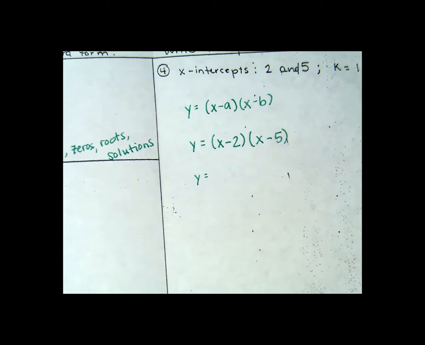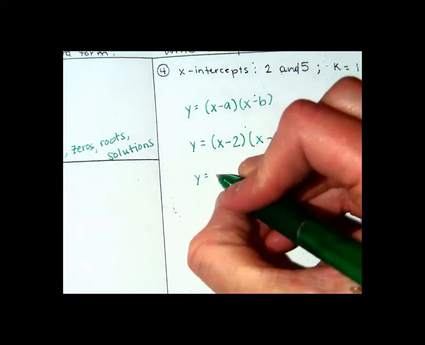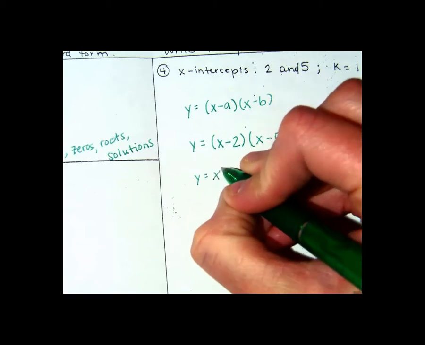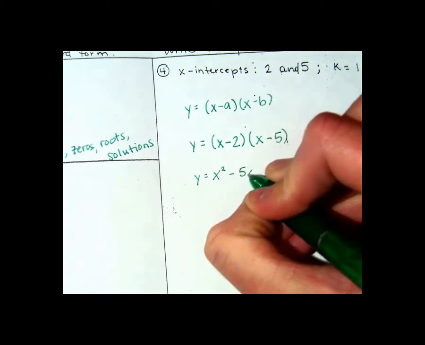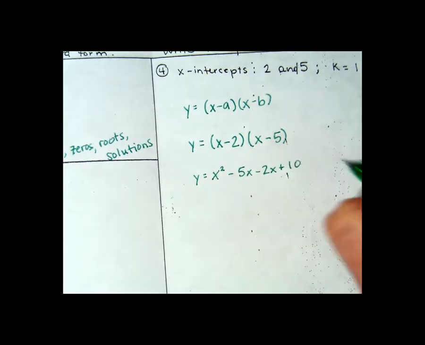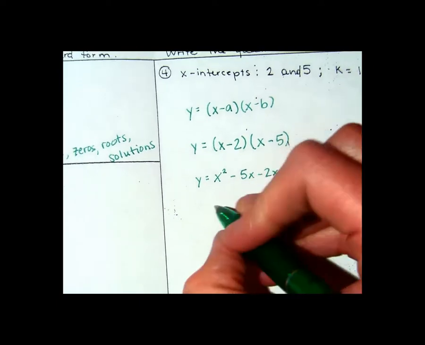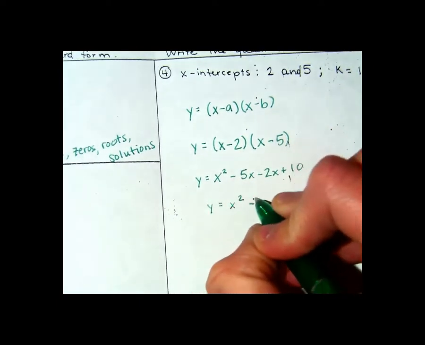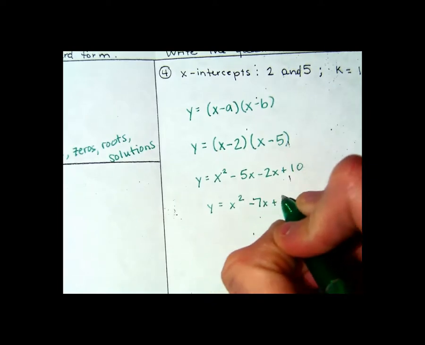What is x minus 2 times x minus 5? Plus what? Did we not already do that? We did almost. Number 2. So y equals x squared minus 7x plus 10.